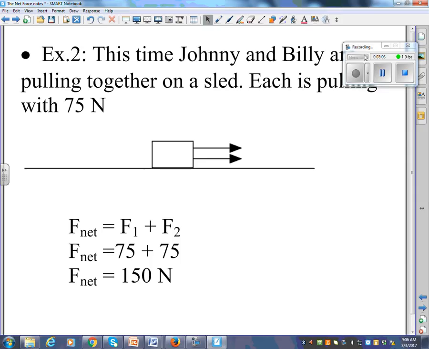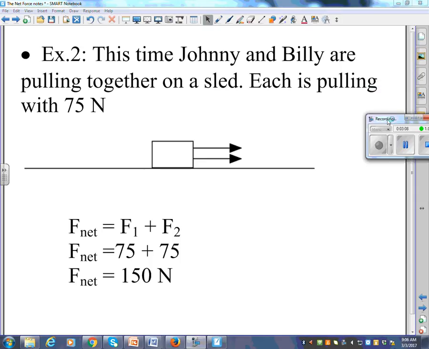Okay. What if they decide to work together and they're both pulling in the same direction? Gee, golly, you add them together, 75 and 75 is 150 in the same direction, right? The net force is 150. Surely we don't need to write any of that down.